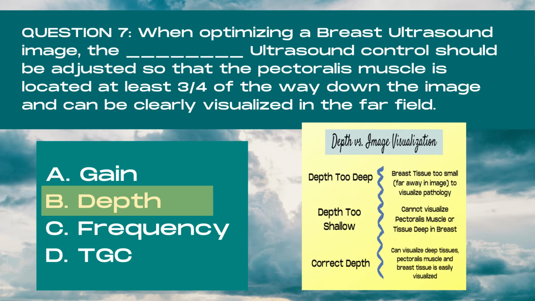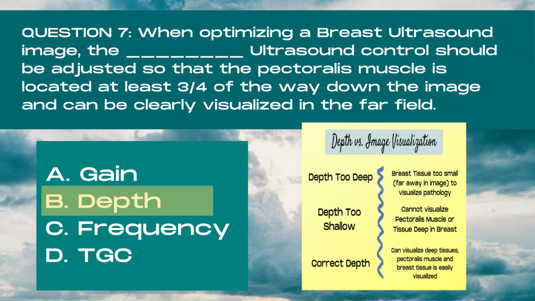On an ultrasound machine, the depth control determines how deeply the ultrasound sound waves are penetrating into the breast tissue. When the depth is set too deep, the breast tissue is too small and far away in the image to visualize subtle pathology. When the depth is too shallow, you cannot visualize the pectoralis muscle or the tissue that's deep in the breast, which can result in missed pathology.